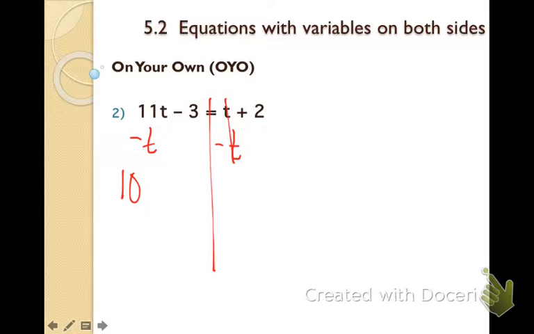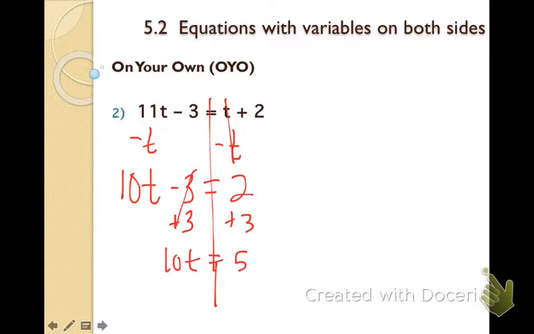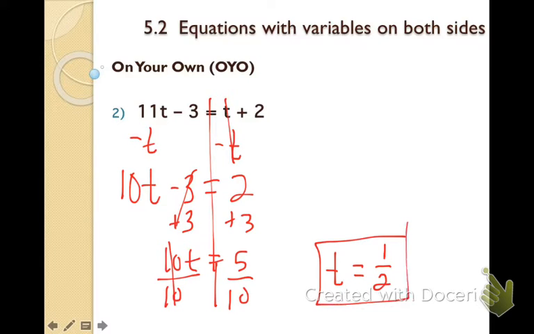That gives me 10t minus 3 equals positive 2. Plus 3, got to do it to both sides. 10t equals 5. Now I'm going to divide both sides by 10. Well, 5 divided by 10 is a fraction. It's just 1/2 or 0.5. Done. Plug it in to check. I'm going to use a calculator. Good. I know it's good.